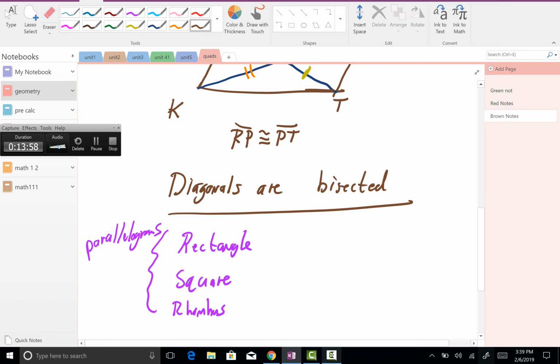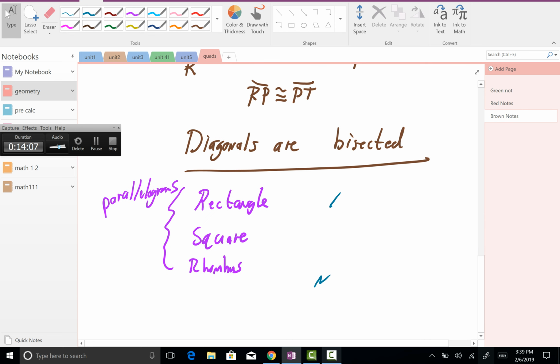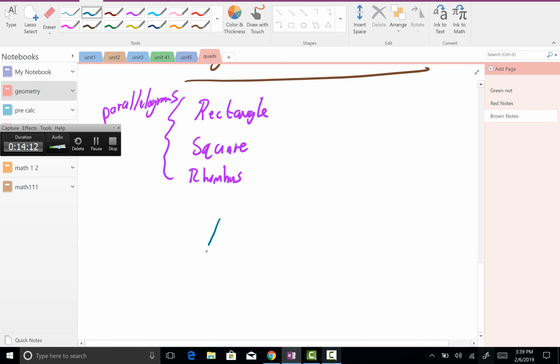What I want to show you next is this. Let's say we have a shape that has markings that look like this. And we have parallel here, and we have parallels here. The question is, is this a parallelogram?